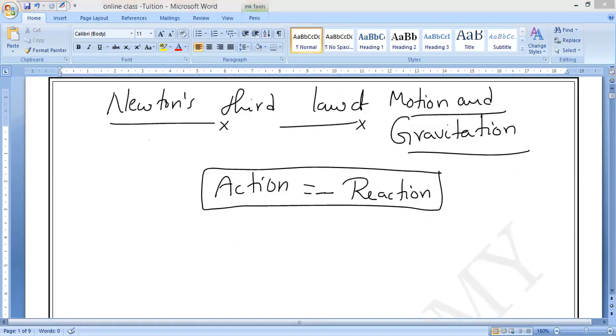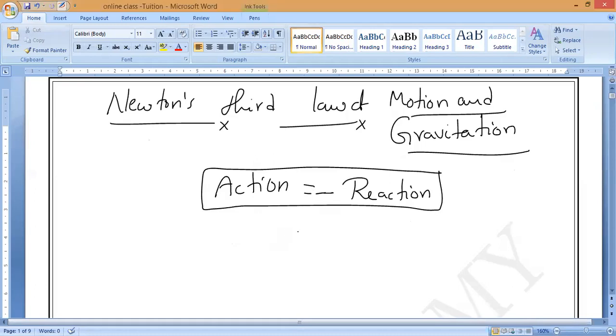Now let us discuss. If any object exerts a force on another object, then the second object also exerts an equal and opposite force on the first object. That is what we call Newton's third law. Yes or no?